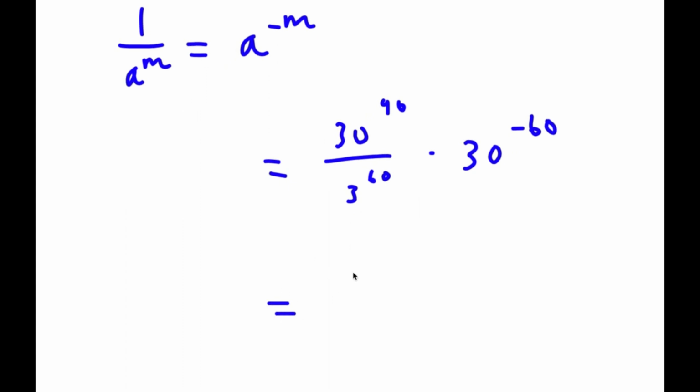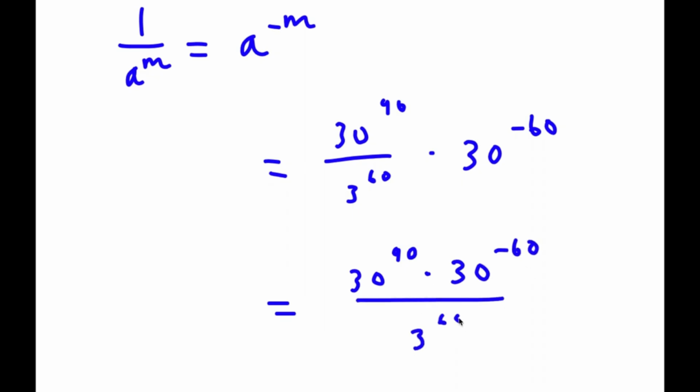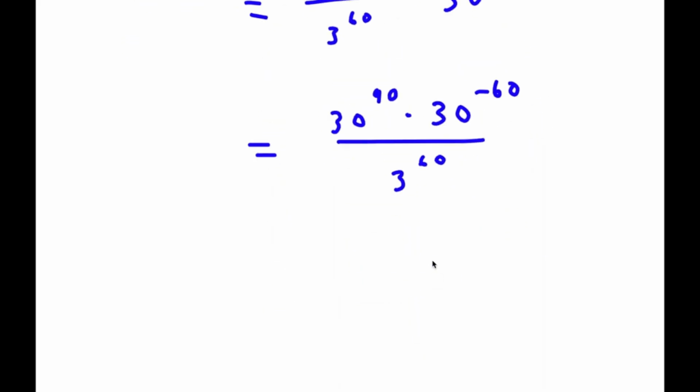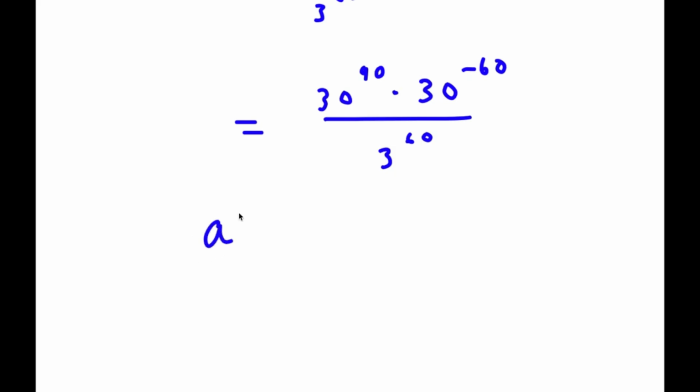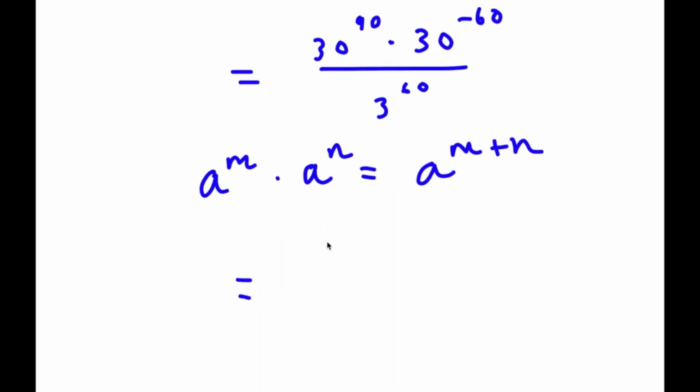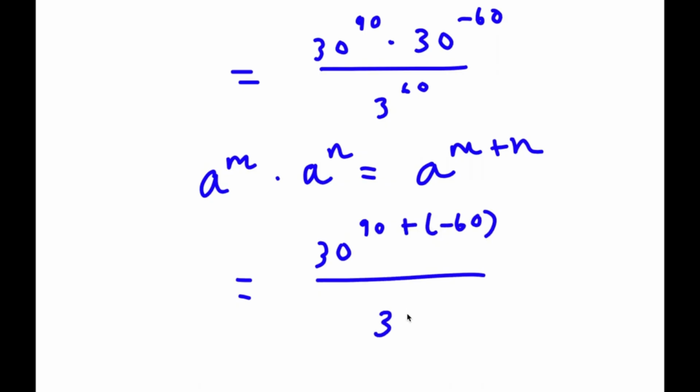And now, I can put this as 30 to the power of 90 times 30 to the power of negative 60 over 3 to the power of 60. And if I have something in the form a to the power of m times a to the power of n, this is equal to a to the power of m plus n. So in this case, I have 30 to the power of 90 times 30 to the power of negative 60. So this is going to equal 30 to the power of 90 plus negative 60. And now I have this over 3 to the power of 60.